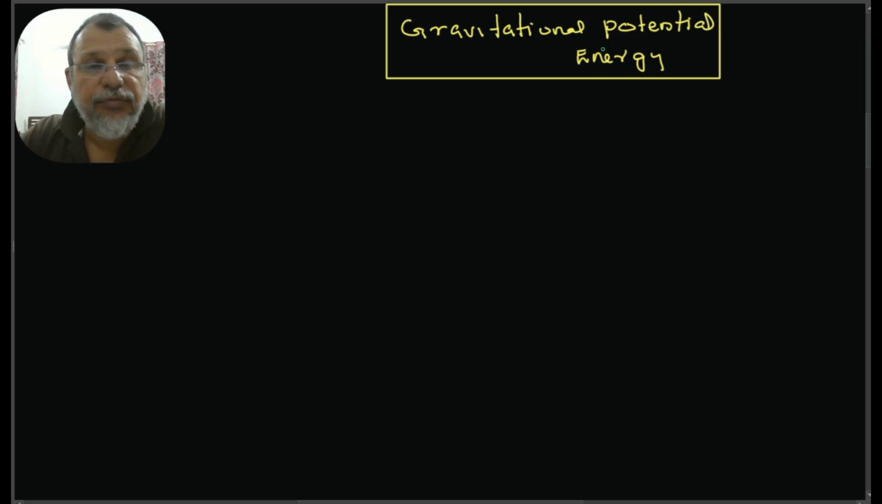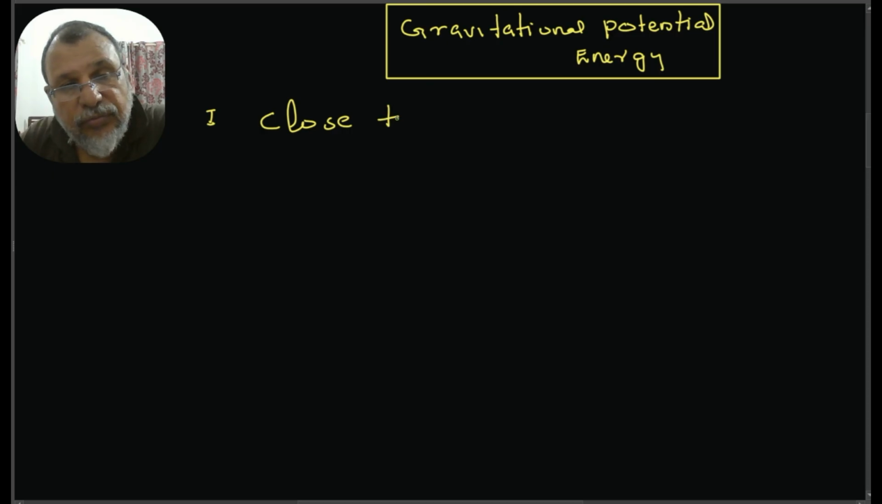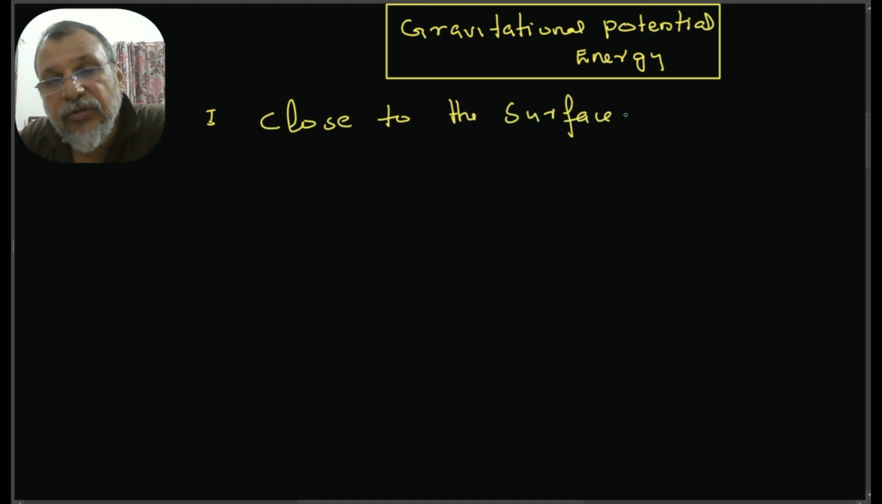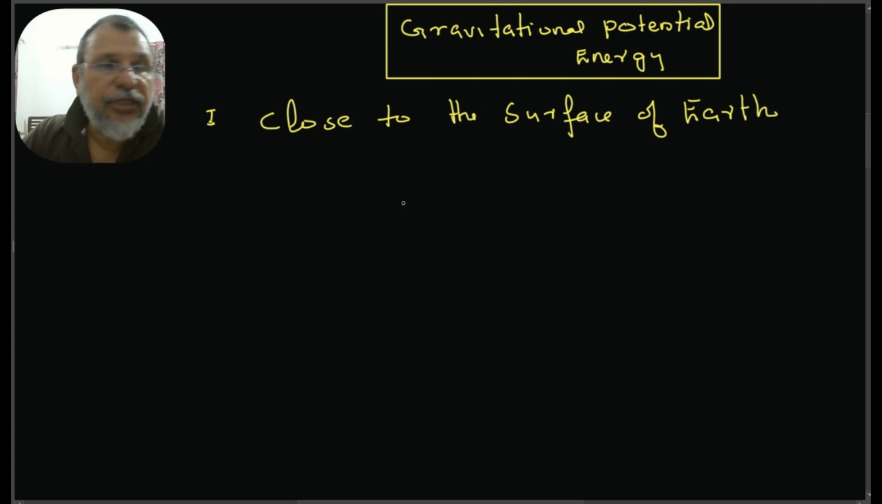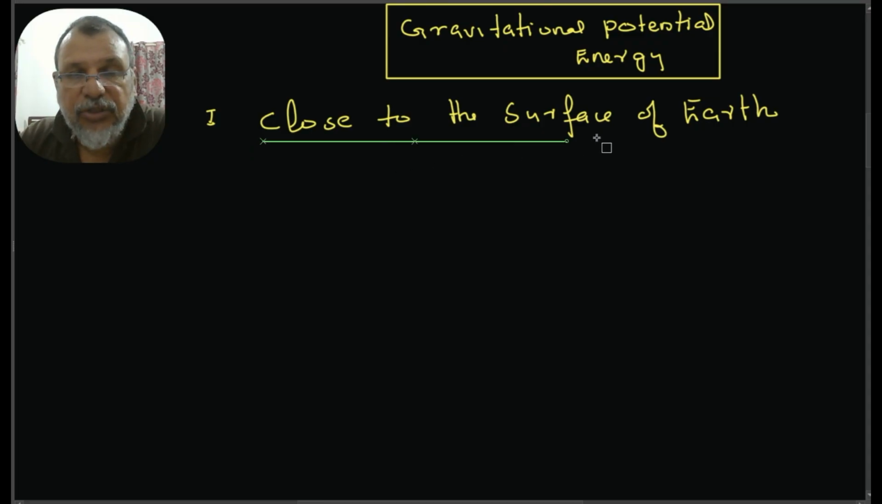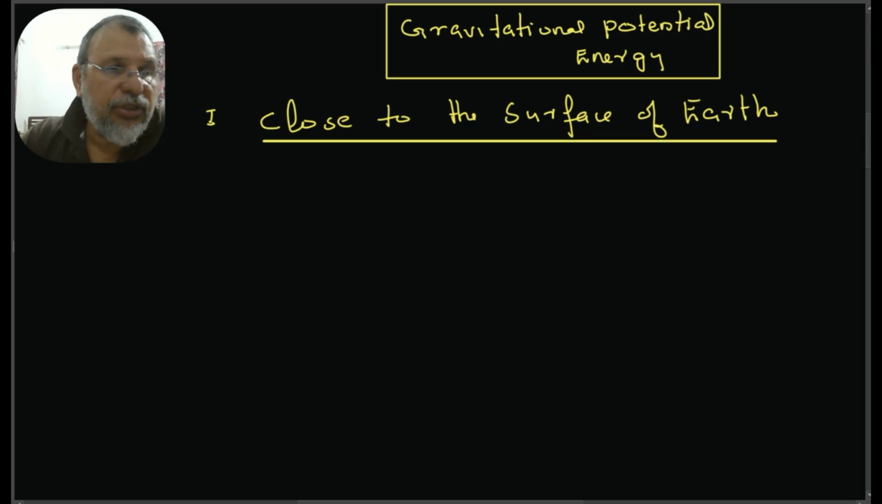Gravitational potential energy. If I take the first case, close to the surface, we'll take the case close to the surface of Earth. Now, let's take a look at how to calculate the gravitational potential energy. You have already seen how to work out the gravitational potential energy.